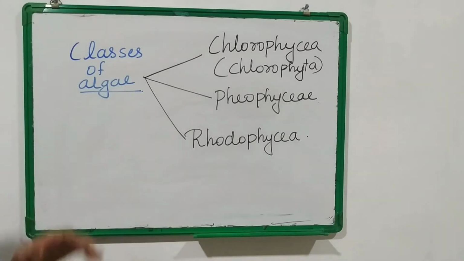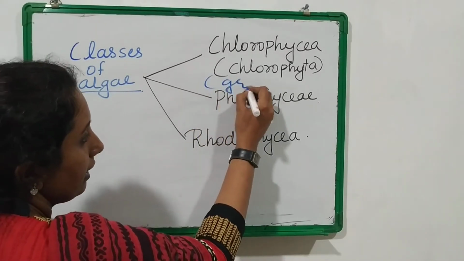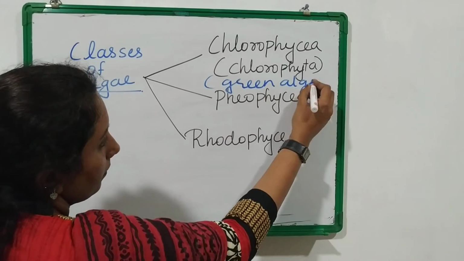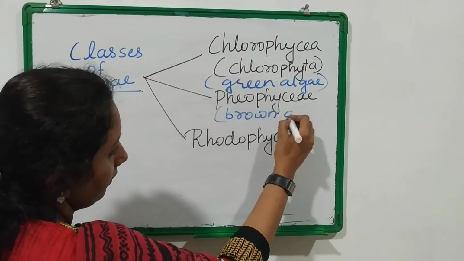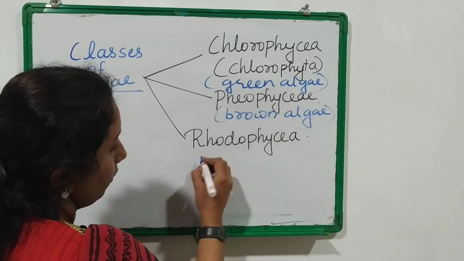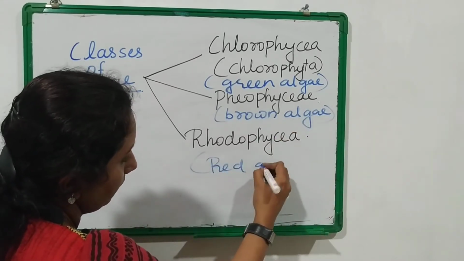They have some common names. Chlorophyceae is also known as green algae, Phaeophyceae is known as brown algae, and Rhodophyceae is red algae.